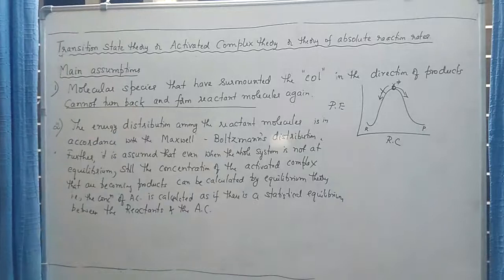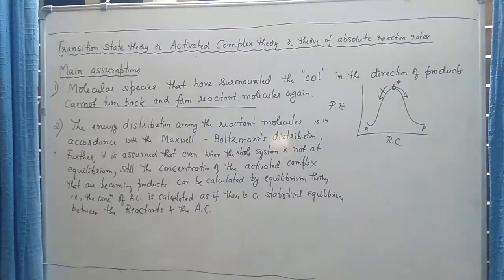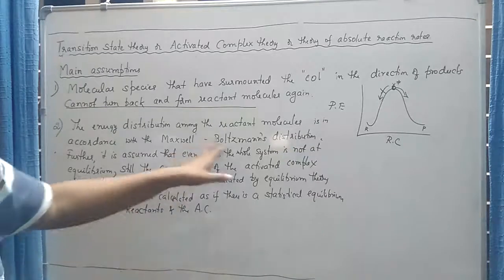Okay, a very lengthy assumption, but the meaning is very simple. We have a large number of reactant molecules in the reaction mixture. You don't carry out a reaction with one molecule of A and one molecule of B. Whenever you carry out a reaction, you mix a large amount of reactants, of the order of 10 to the power 20 molecules or 10 to the power 23 molecules, or greater than that. So when you have a large number of reactant molecules, you know that the energy of each reactant molecule will not be the same. The energy is distributed among the reactant molecules in different ways, and how that energy is distributed is answered by the second postulate. According to the second postulate of transition state theory, the energy distribution among the reactant molecules is in accordance with the Maxwell-Boltzmann distribution.